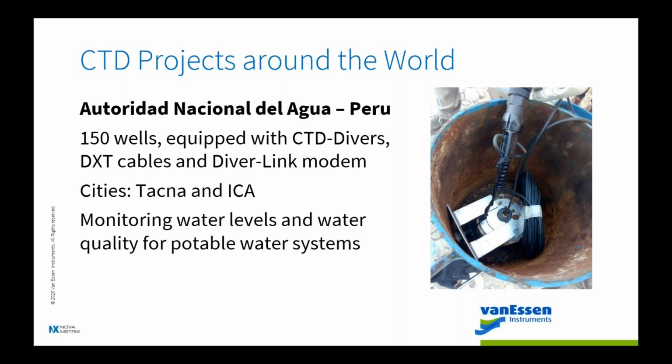But ideally what they're doing with this information is they're monitoring for obviously water levels and availability, but also water quality with the CTDs. And the information they get from this, combined with other information, they're able to supply potable water to the people they distribute to in these 2 cities, Tacna and Ica.